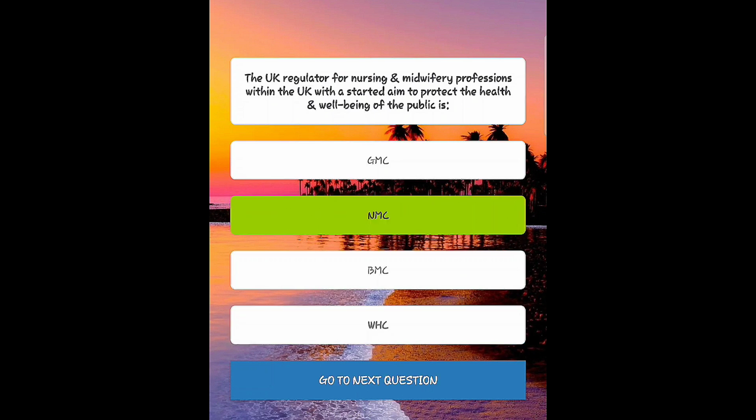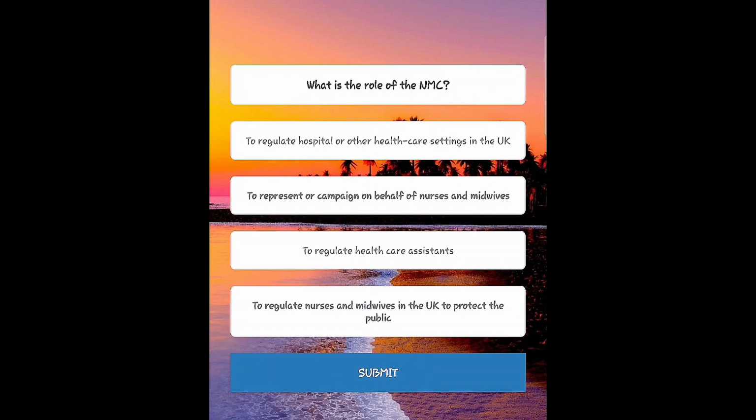Next question says, what is the role of NMC? A, to regulate hospital or other healthcare settings in the UK. B, to represent or campaign on behalf of nurses and midwives. C, to regulate healthcare assistants. D, to regulate nurses and midwives in the UK to protect the public. D is the answer because Nursing and Midwifery Council entails both nurses and midwives.